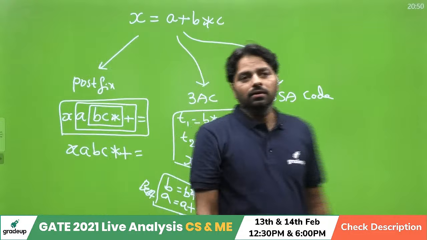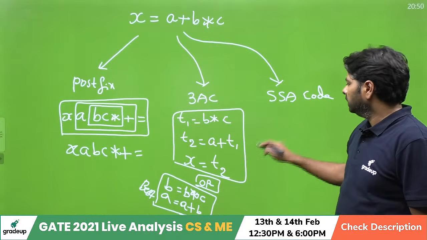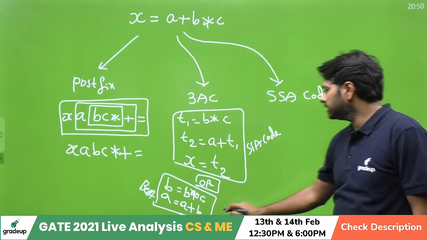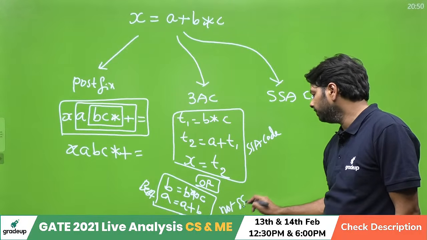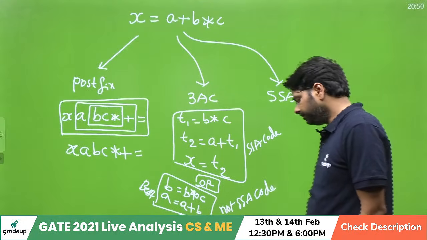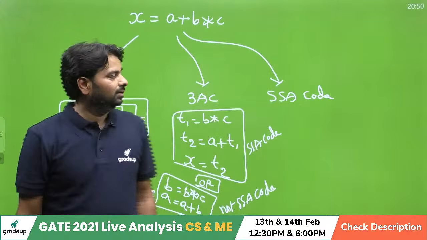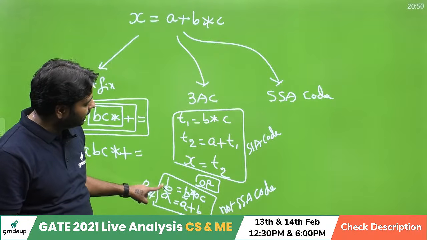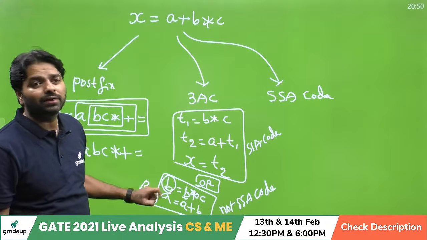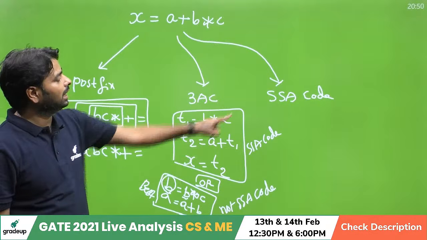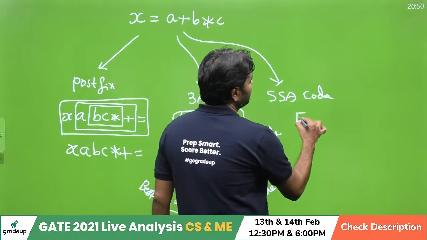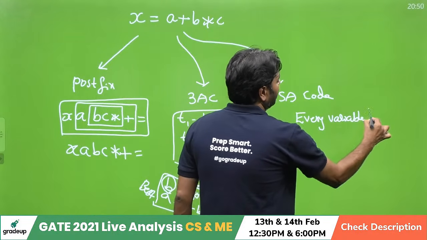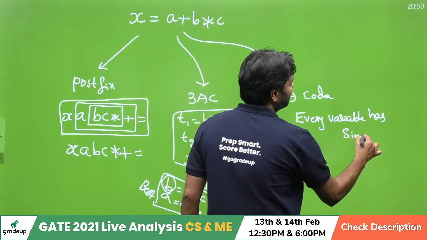SSA code is similar to that, but this is not SSA code. Why? Because here B already has a meaning. You are again writing something into B, which means you are giving a new definition to B. So this should not happen. Here every variable has a single definition. Every variable has a single definition or single assignment.